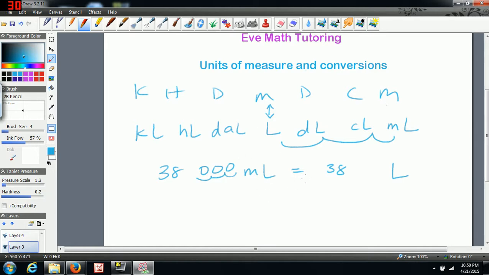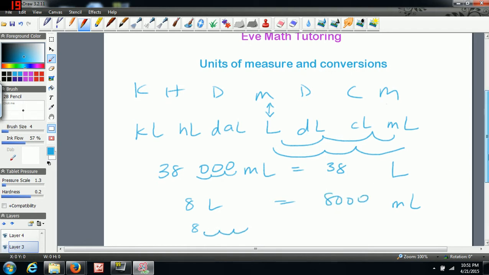Okay, we could do, if we had, say, 8 liters, how many milliliters? Well, then we're going this way, 1, 2, 3. So we take the number at the decimal at the end and go 1, 2, 3. So it would be 8,000 milliliters.